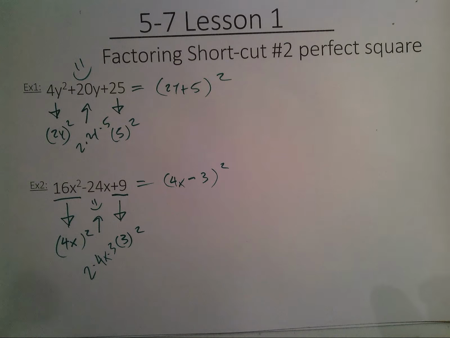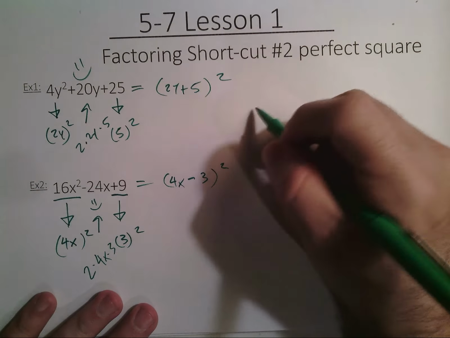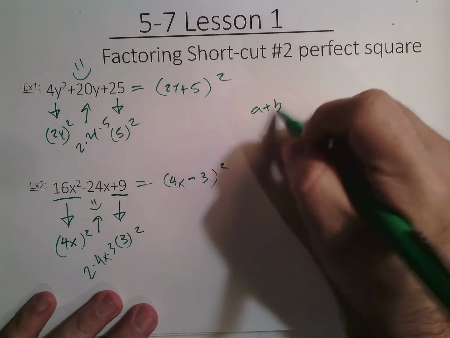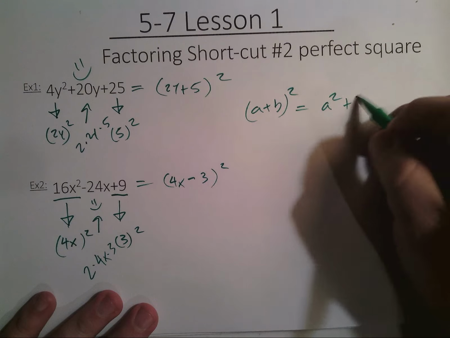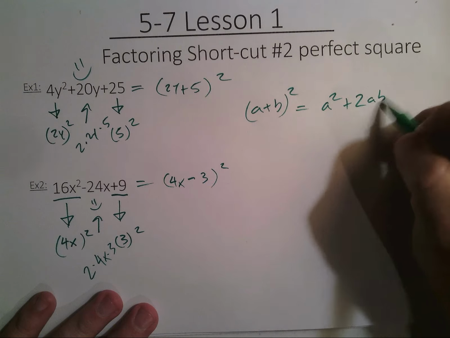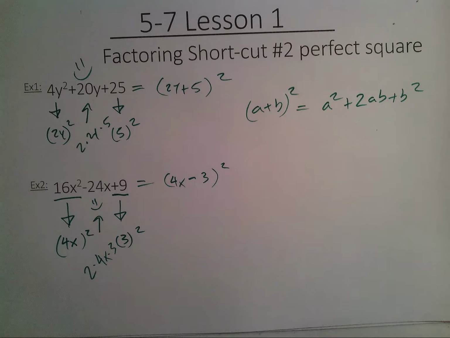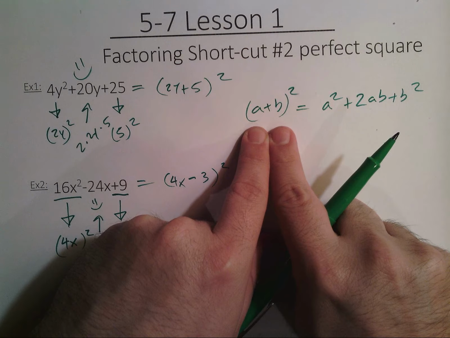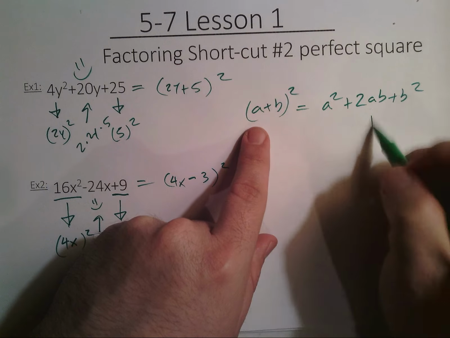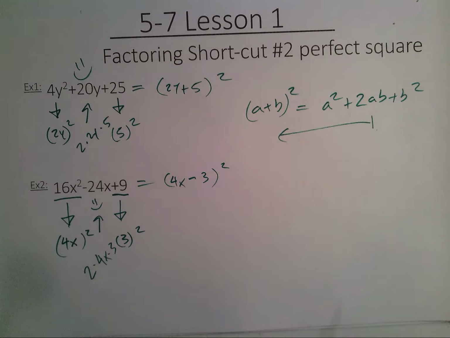Alright, now where does this come from? This comes from this fact. If I was to multiply a plus b squared, we end up with a squared plus 2ab plus b squared. So this is when we're multiplying polynomials, which is what we learned in the previous class. When we factor, we're going the opposite direction. We're going from the right side over to the left side.